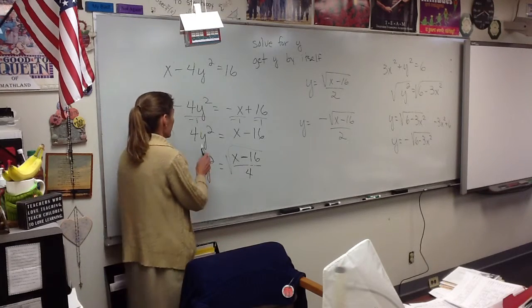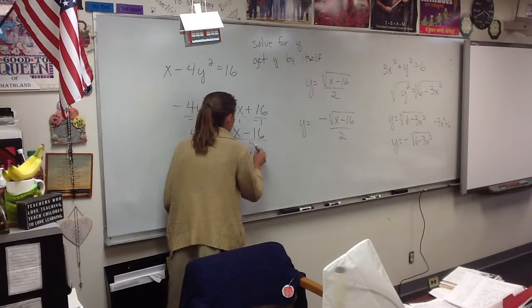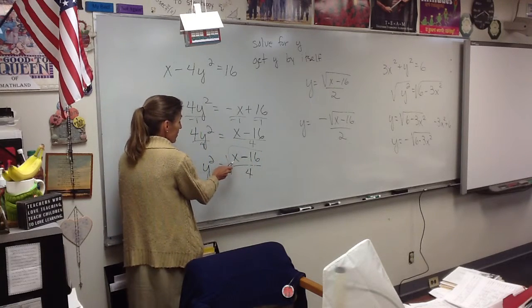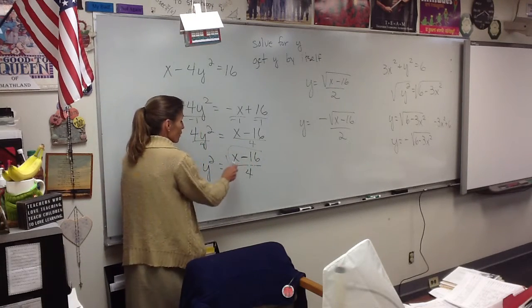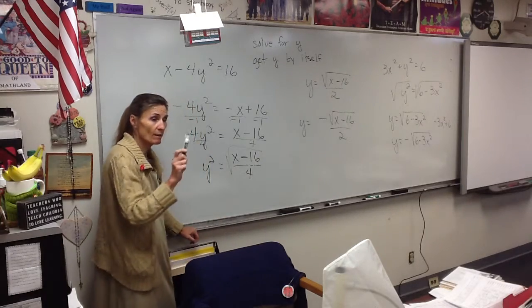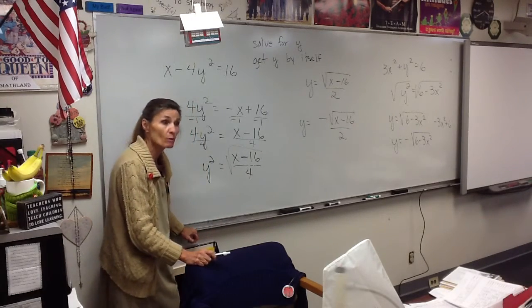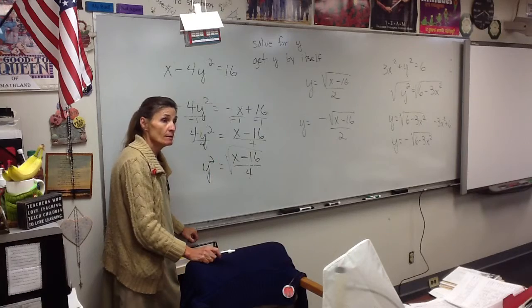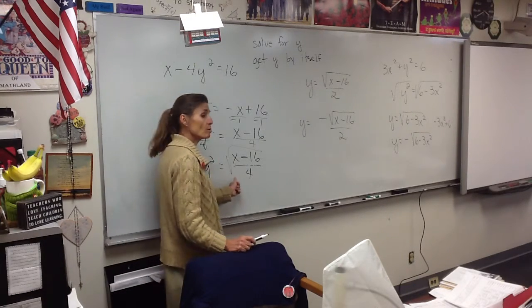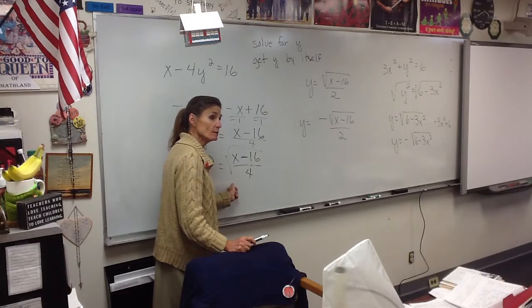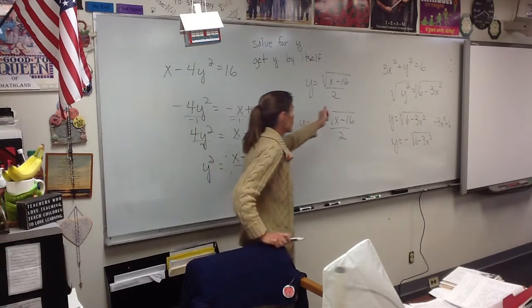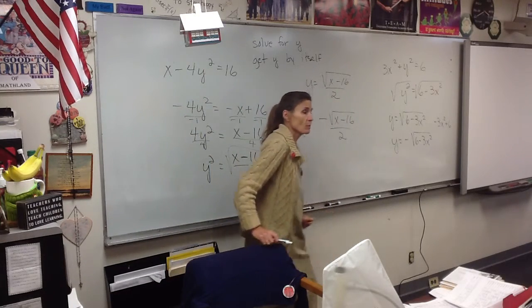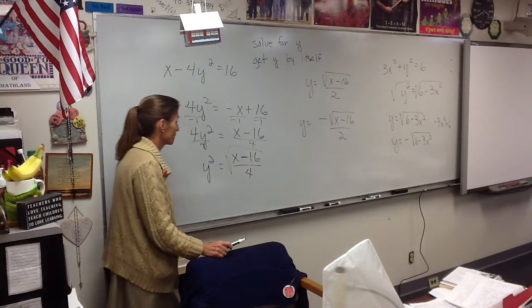When I divided by 4? Yeah. Okay, I did it like this. I could have split that up and had x over 4 minus 4, but I wanted to keep it as one radical expression, but that would be okay. You could do that. Lindsay? So it's just the top under the radical? Yes. The whole thing was under the radical originally, but I can take the square root of 4 and get 2, so that's why it's not under the radical anymore.